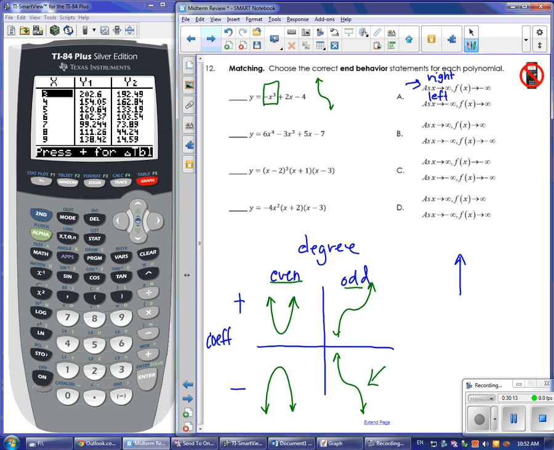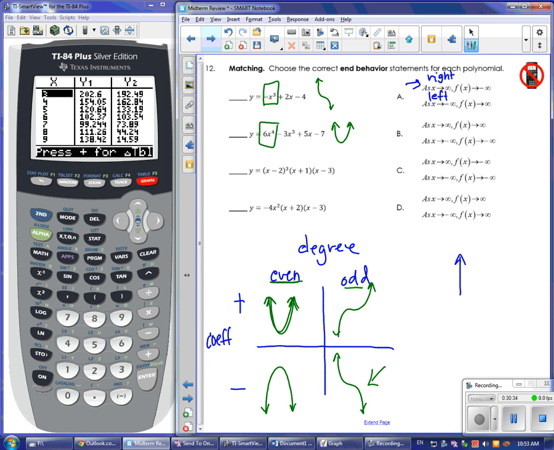And I'm actually just going to sketch the behavior for all of them before I start looking at the answer choices. The next one, we're looking at a leading term of 6x to the fourth. My exponent is even, and my leading coefficient is positive. So I know that both ends should be pointing up.